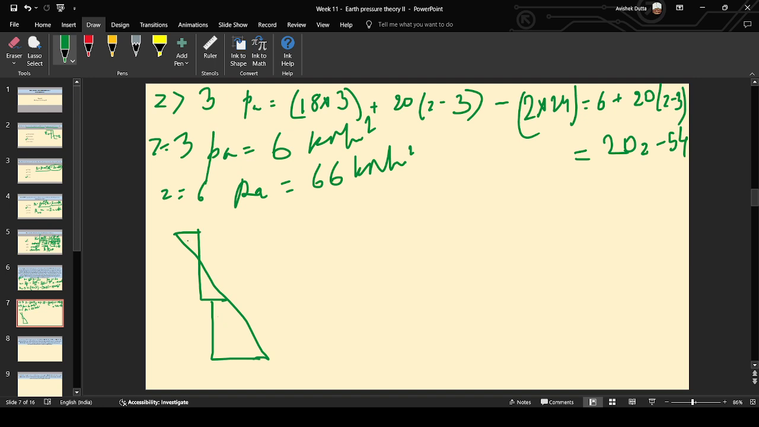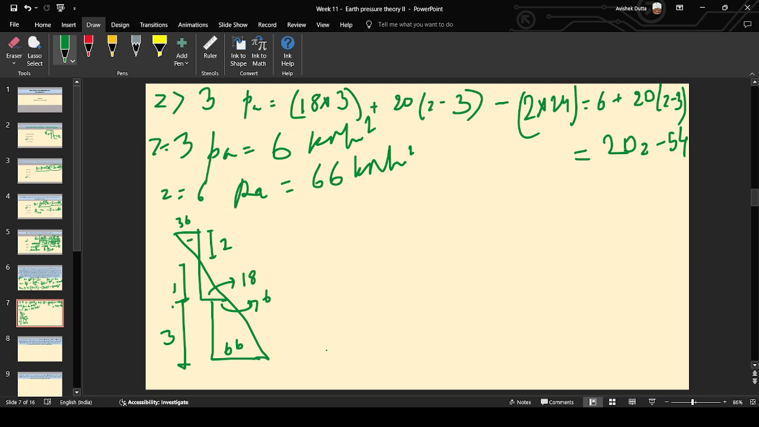This is negative pressure. At topsoil, the value is 36. This is 0, that is 2 meter depth of tension crack. This is again 1 meter, and this is 3 meter. Here the value of the pressure is 18 for the topsoil. For the bottom soil it is 6, and for this it is 66.